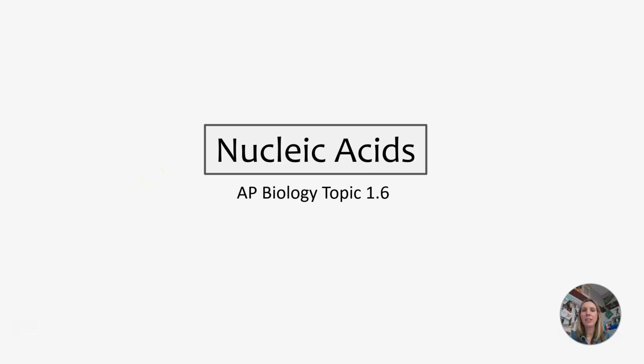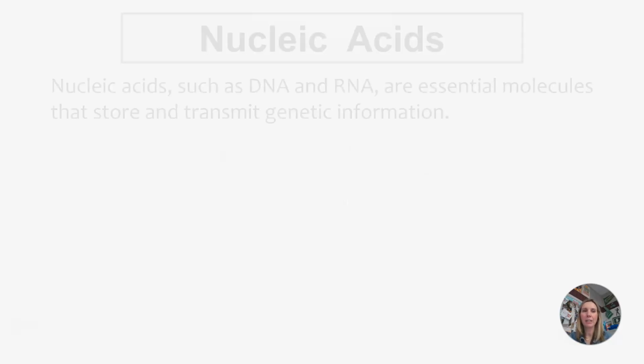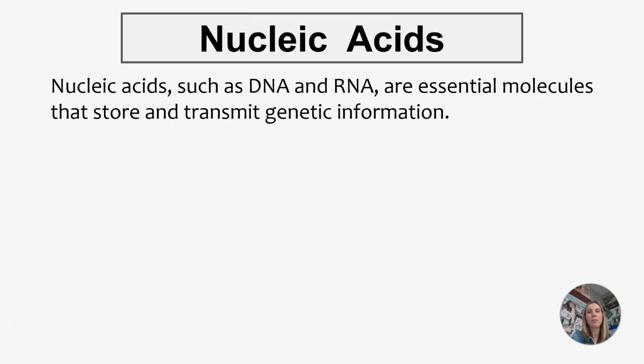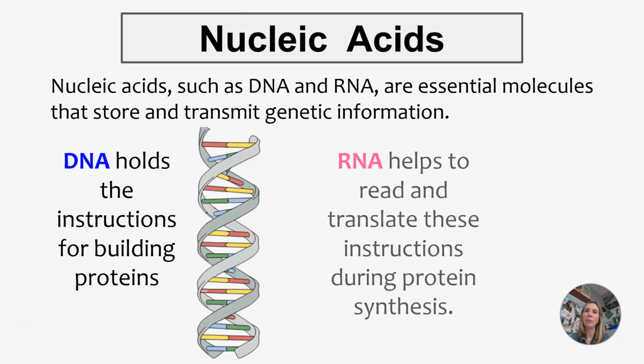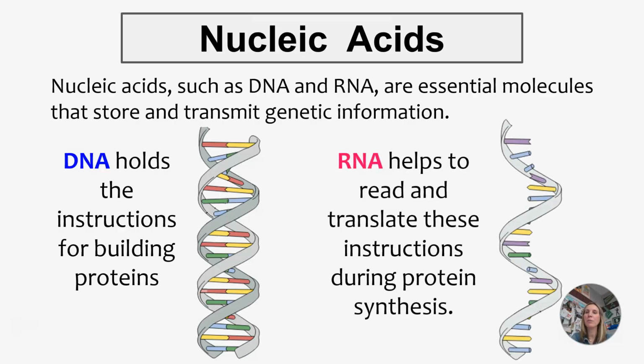Hey guys, it's Mrs. Ullery, and in this video I'm going to talk to you about the macromolecule group nucleic acids. So there are two main types of nucleic acids. There's DNA, which holds the instructions for building protein, and then RNA that helps read the DNA instructions and translate these instructions during protein synthesis.